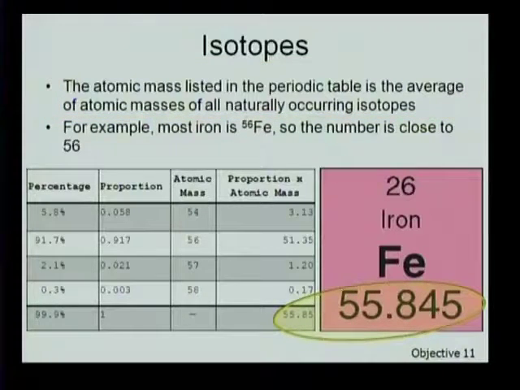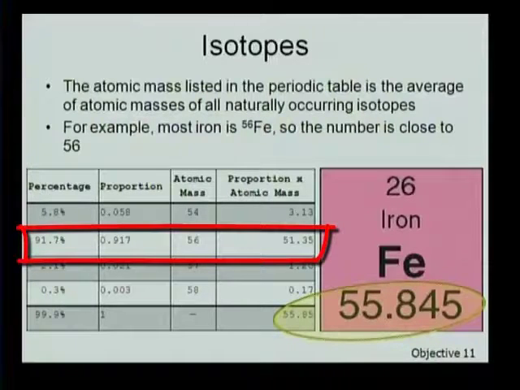So for example, I can work back and forth between the periodic table and nature and get the same information out of both. Looking at the periodic table, I see that underneath the iron symbol is an atomic mass of 55.845. That's the average atomic mass of all the naturally occurring isotopes. Because this number is closest to 56, we're going to guess that 56 is the most common isotope of iron.